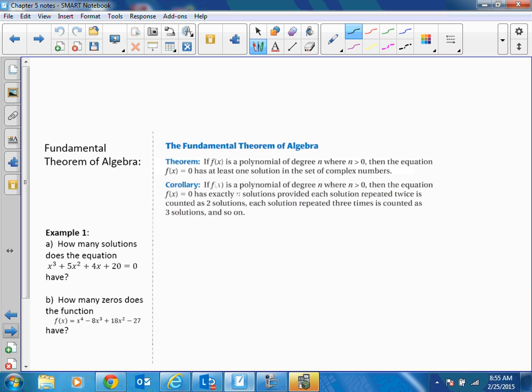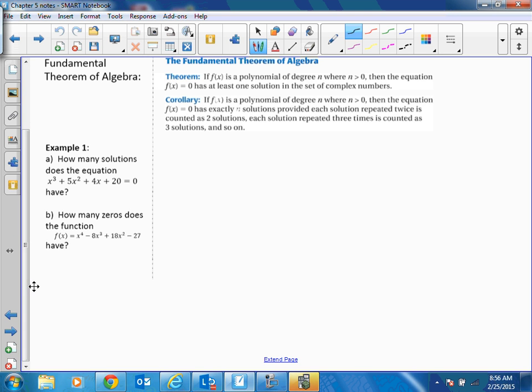So in example 1, it says how many solutions does the equation have? It would just be 3, because the biggest exponent is 3. How many zeros does the function have? Solutions and zeros mean the same thing. This would be 4 because the biggest exponent is 4. Pretty easy. Not too much to that. We're going to move on.